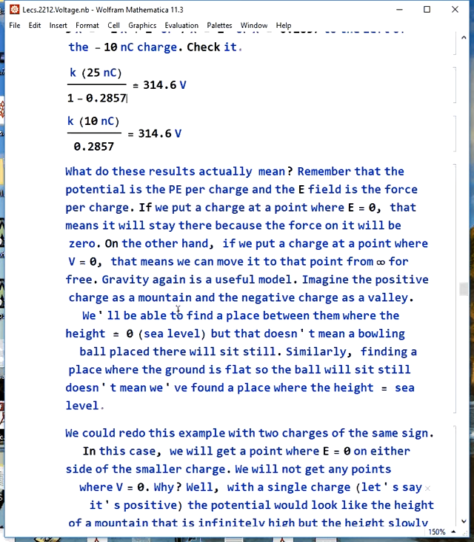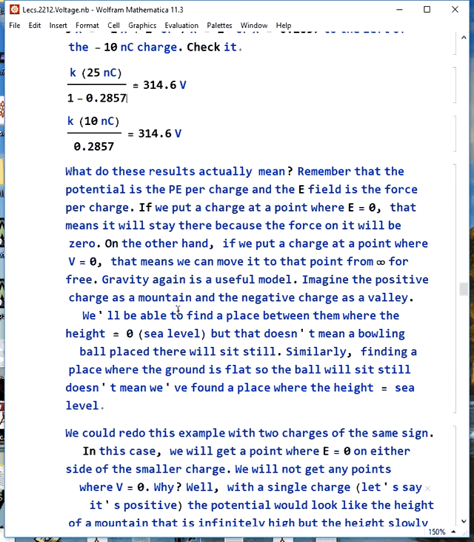Now, what's the physical interpretation here? Remember that the potential is the potential energy per charge, and the electric field is force per charge. So if we put a charge at a point where E equals 0, that means it will stay there because the force on it will be 0. On the other hand, putting a charge at a point where V equals 0 just means we can move it to that point from infinity for free.